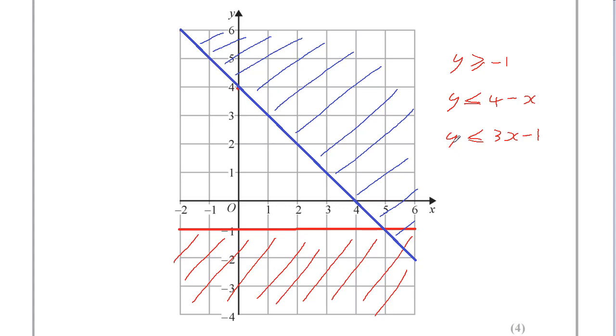And this final one, y is less than or equal to 3x minus 1. Right, the intercept is minus 1, so let's put that in first. And the gradient is 3, so when we go along 1, we're going to go up 3. Going to go through there, and it's going to go through there. Let's put that line in. And it's less than or equal to, so we need to shade everything above this.